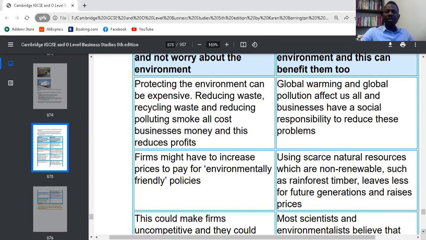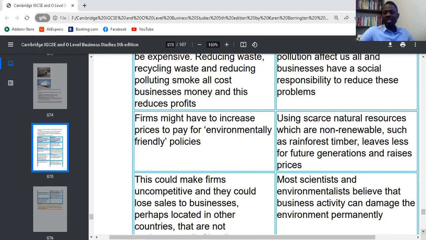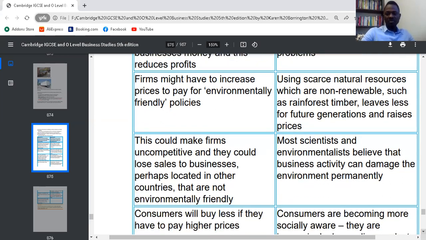The second one: using scarce natural resources which are non-renewable, such as rainforest timber, leaves less for future generations and raises prices. So what they're saying is that when we continue to use natural resources, what is going to be left for the generation that is next to come? That means there is no sustainable development. We call it sustainable development. If there's no sustainable development, it means those coming after us will meet nothing. That is the point they are making there. And prices will increase because then there will be scarcity. That's the second point.